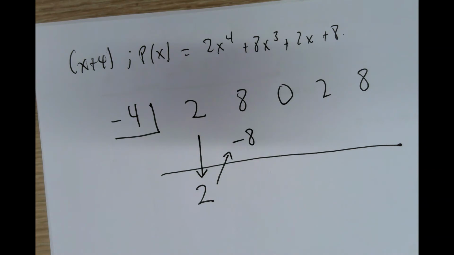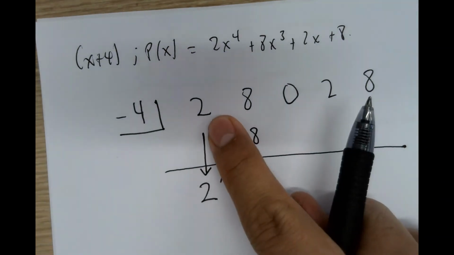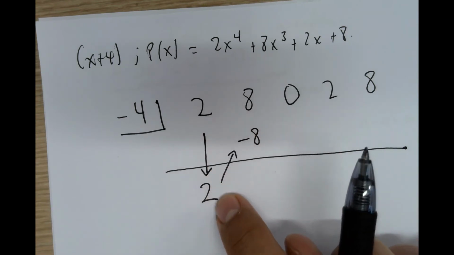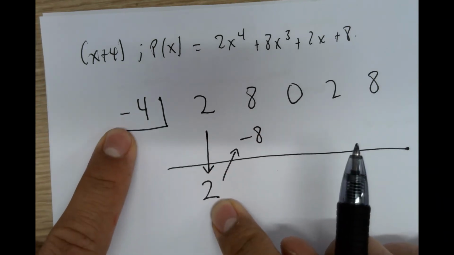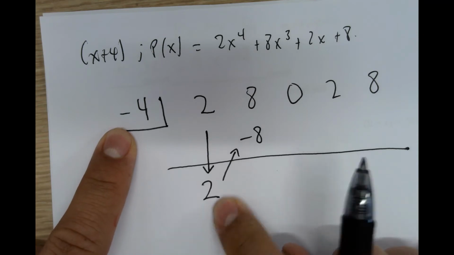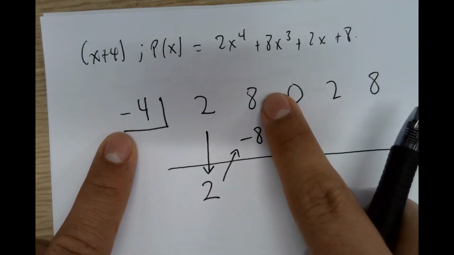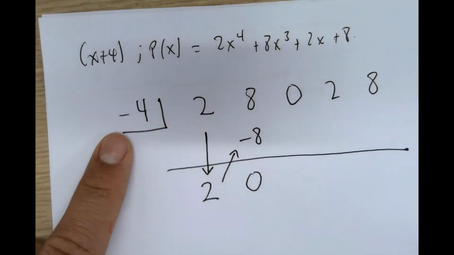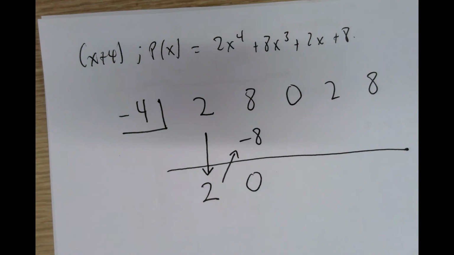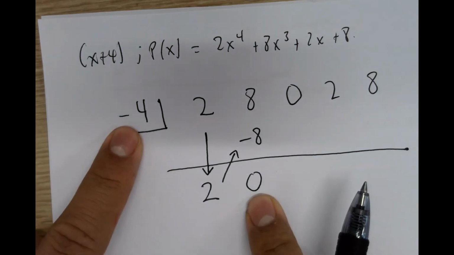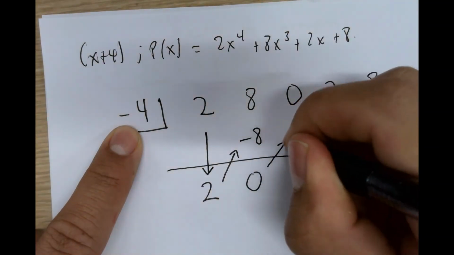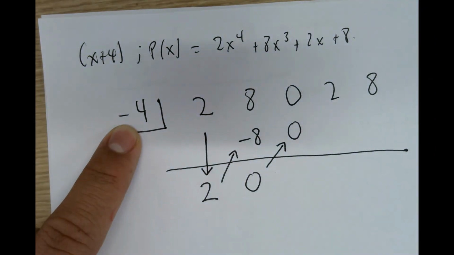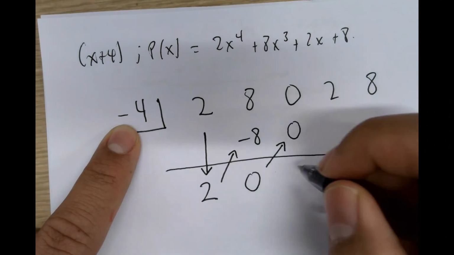Okay, so again, we just bring down the first term. For any synthetic division, we bring down the first term, we take that first term and we multiply it times negative 4. We total this up together, so we do 8 minus 8, which is 0. Then we're always going to keep multiplying this negative 4, so it's going to be 0 times negative 4, which is 0. And then we add these together. 0 plus 0 is equal to 0.